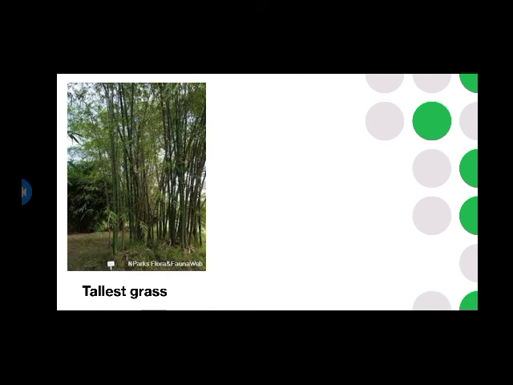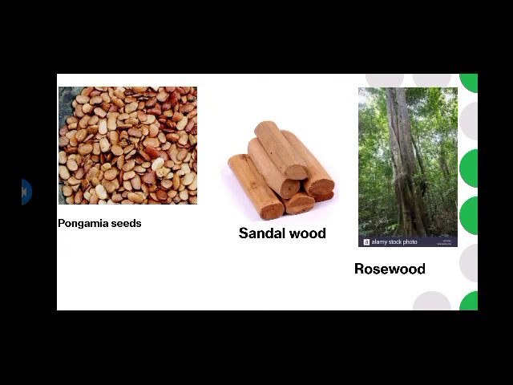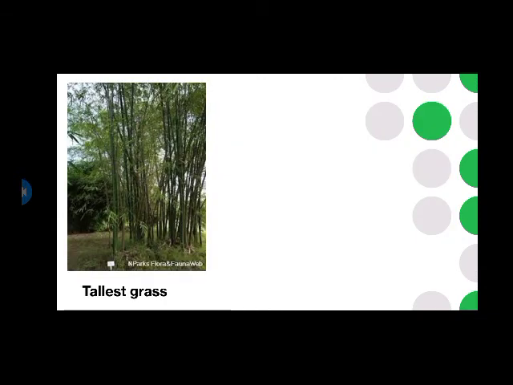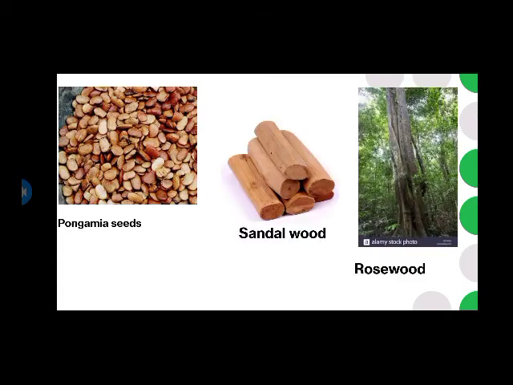Next, this is the tallest grass. Which is the tallest grass? Yes, it is the bamboo. Bamboos are the tallest grass. And one more thing is that the largest forest in the world is Amazon. It is in South America.